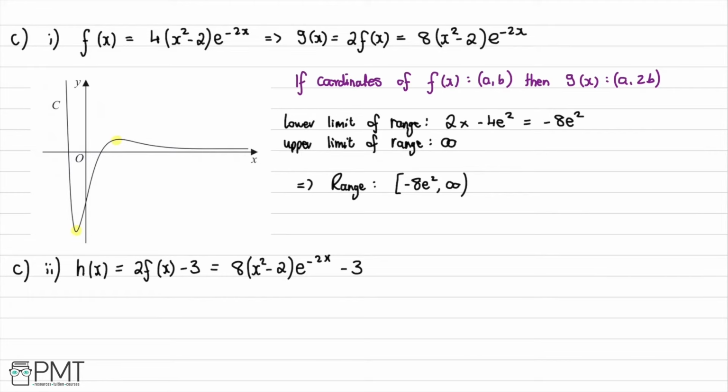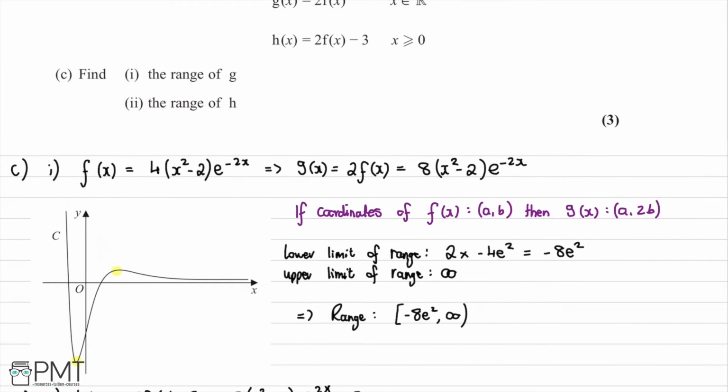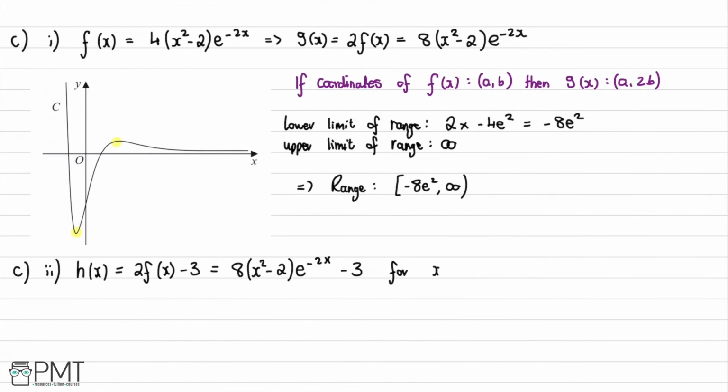So we first need to think, well, is there any further information we're told? Well, yeah, in the question we were told that this is only valid for x greater than 0. So therefore we'll write that this is for x greater than or equal to 0. So this time we're only going to be dealing with this part of our graph here, so everything to the right hand side of the axis.